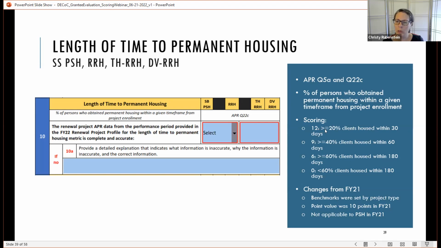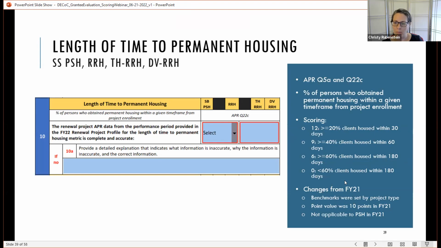For full points, you're looking for greater than or equal to 20% of the client's house within 30 days. For 9 points, greater than or equal to 40% house within 60 days. Then for 6 points, 60% or more client's house within 180 days. If you don't meet any of those, you're not going to get points.